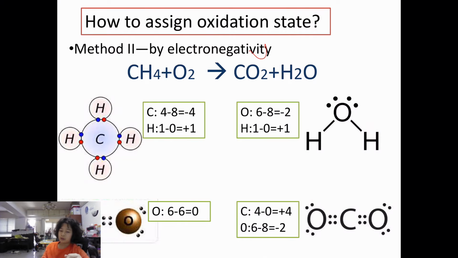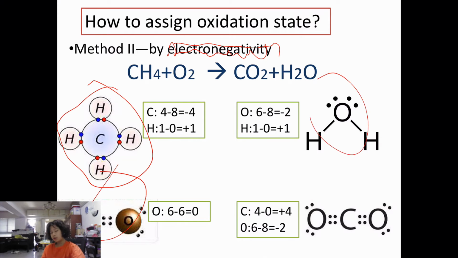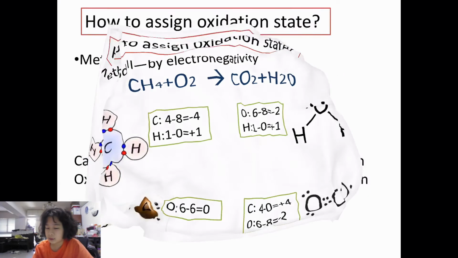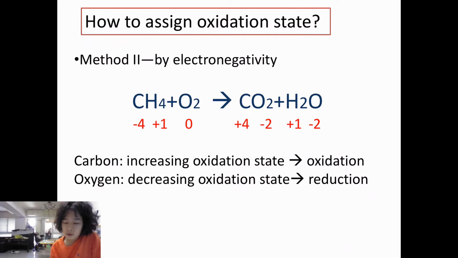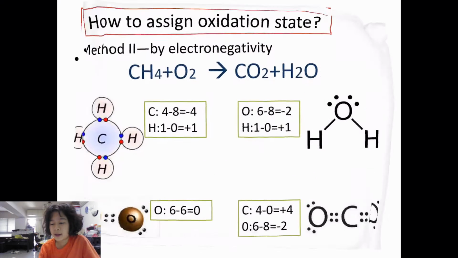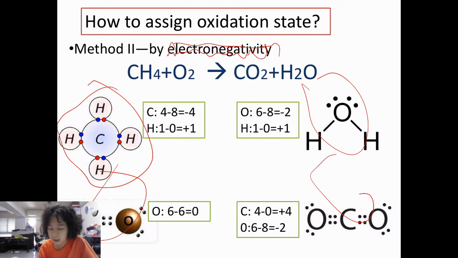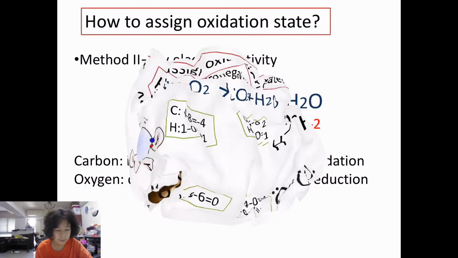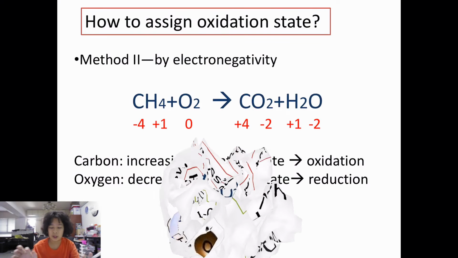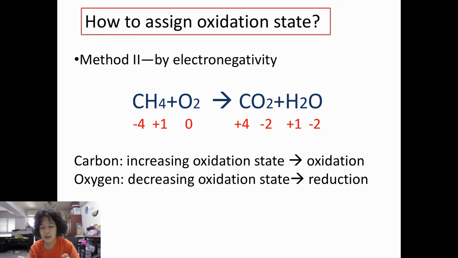The other method is called electronegativity. You can draw it if you can understand, or you don't have to draw it. You can use electronegativity because sometimes strange things happen.